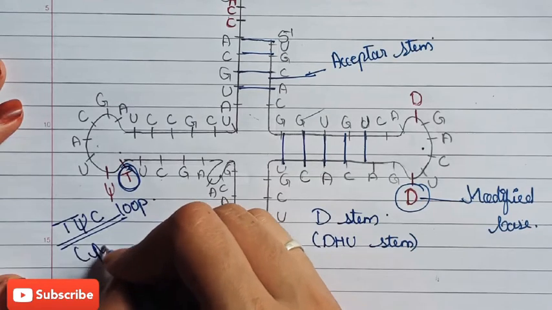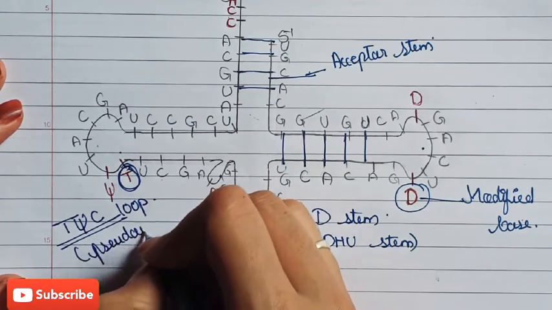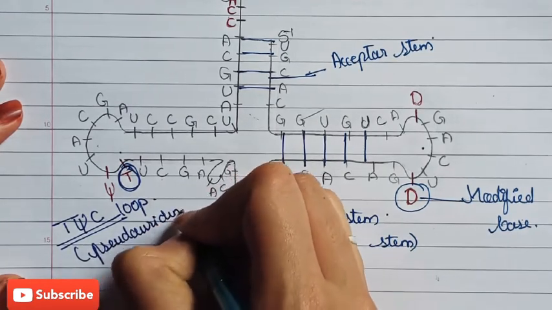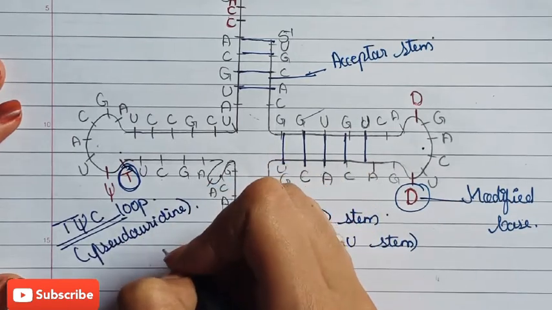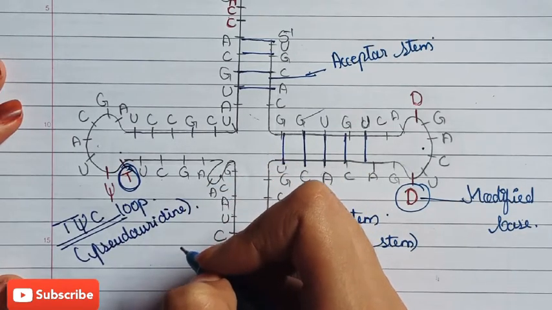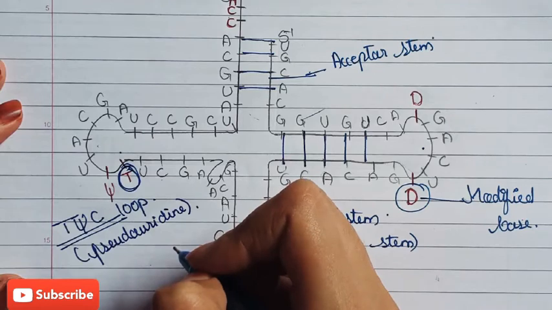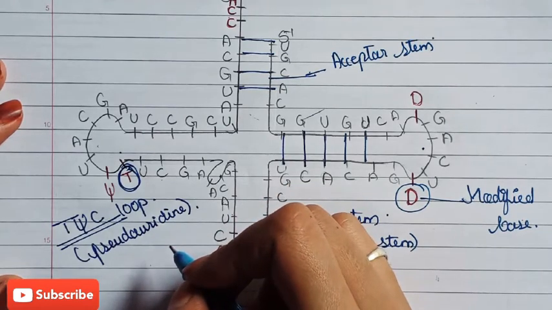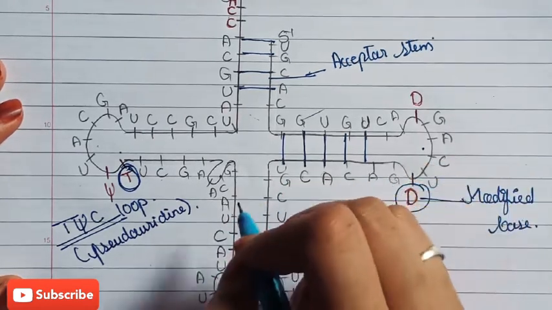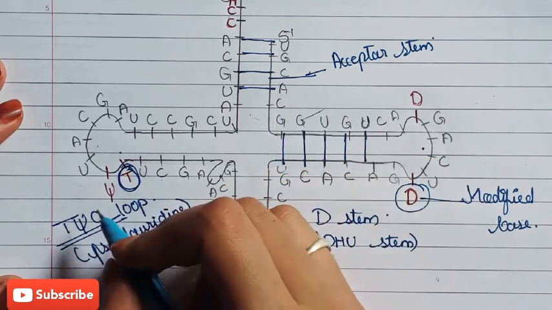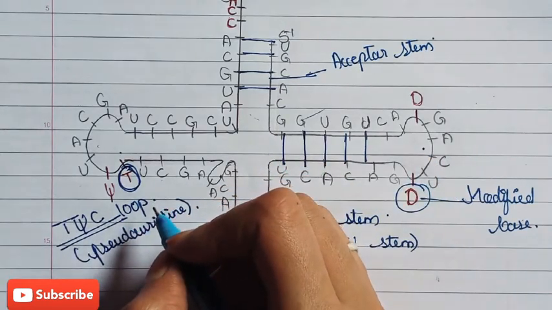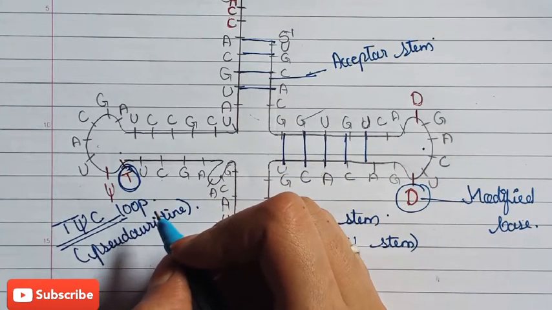which contains pseudouridine. It is a modified base where the ribosome binds, so it is known as the ribosomal binding site. So we will see the structure, how this T-psi-C loop gets attached at the ribosomal binding site.